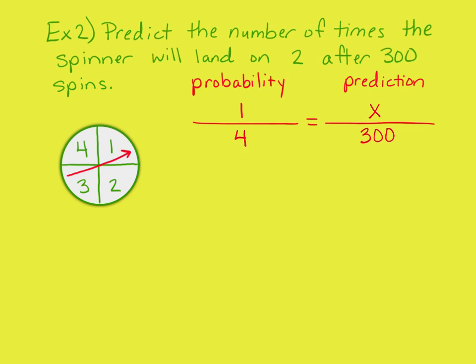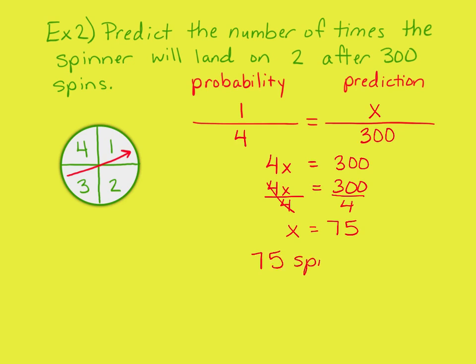4 times x is 4x. 1 times 300 is 300. Now that we have 4x equal 300, we're going to divide both sides by 4 in order to solve for x, which is 75. So to answer the question, you would expect it to land on 2 about 75 times out of 300 spins.